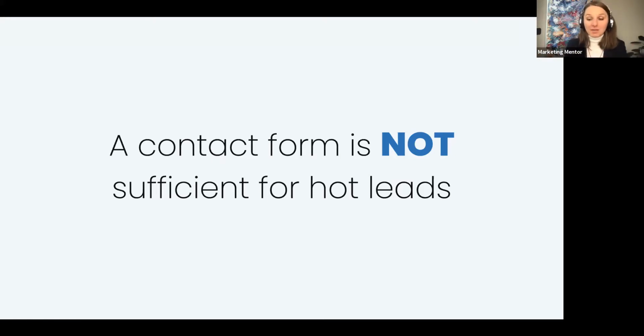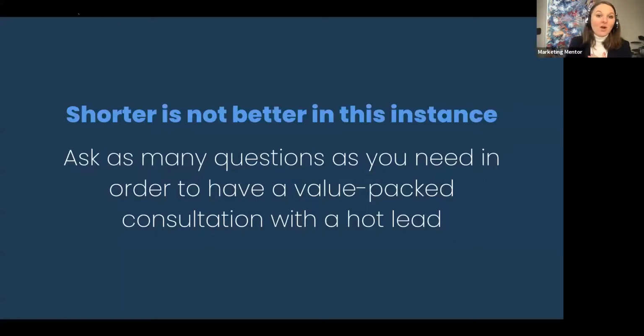just because we can be spread pretty thin. So what I like to do is recommend some sort of inquiry form that is a little bit longer than a contact form. I don't believe that shorter is better in this instance. Having a form that asks as many questions as you need to have a value-packed consultation with a hot lead will not only ensure the lead is more sales ready, but it'll allow you to quickly start off the consultation having enough background information to really dive into the nitty-gritty right away and stand out with your hot lead.